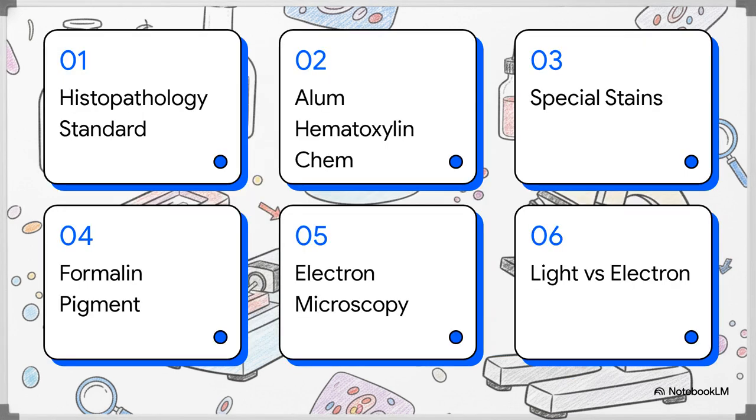So in today's explainer, here's our game plan. We'll be covering the histopathology gold standard, the chemistry of alum hematoxylin, special stains in pathology, beware the formalin pigment, fixing for electron microscopy, and finally, light versus electron microscopy. Let's get right into it.